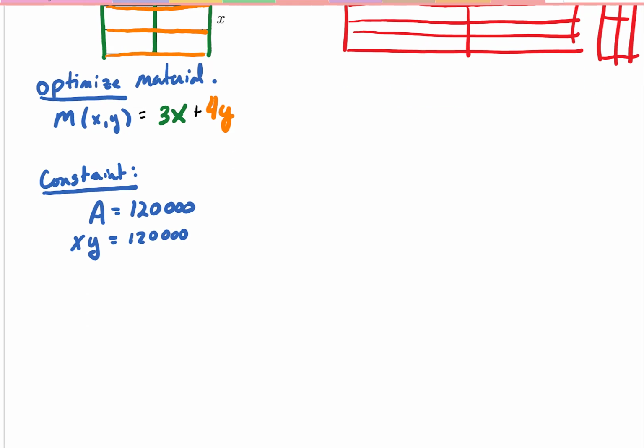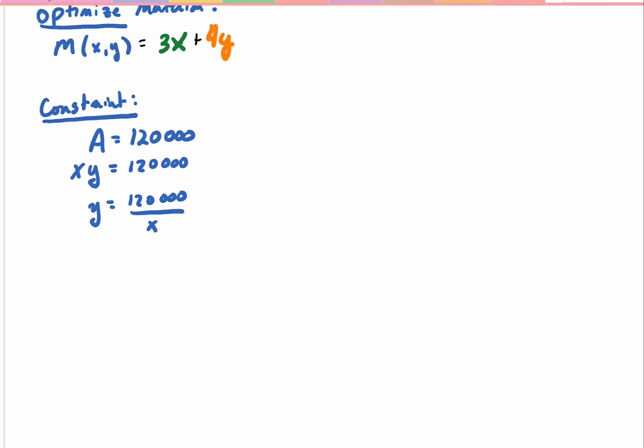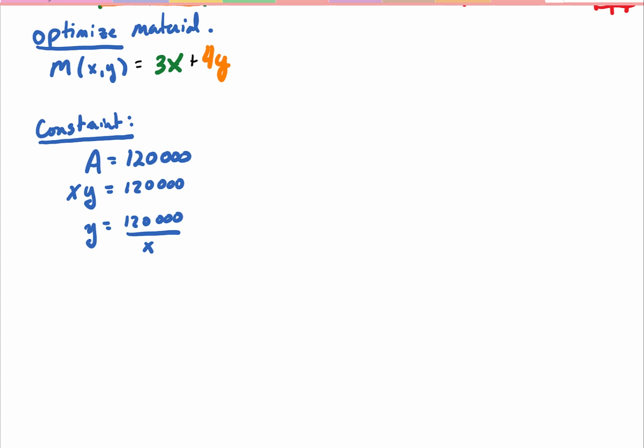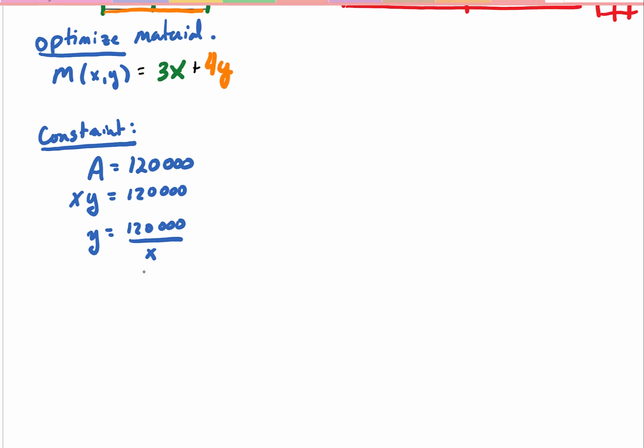So solving this equation for one of the variables, I'm going to go ahead and solve it for y. We get y is equal to 120,000 all over x. And why did I do this? Well, now I'm able to take this solved constraint equation and input in place of y 120,000 over x into my optimization function. So let's go ahead and write that.